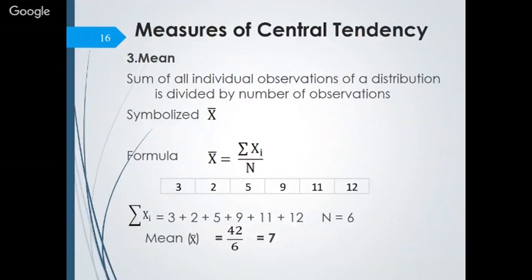Mean is defined as the sum of all the individual observations of a distribution divided by the number of observations. Actually, how can we derive the mean? Take the sum of all the observations and divide it by the total number of observations. It is symbolically notated as x bar. X represents the values in the distribution, and a bar, a dash on top of x, is called x bar. The formula to calculate x bar is equal to sigma xi divided by n.